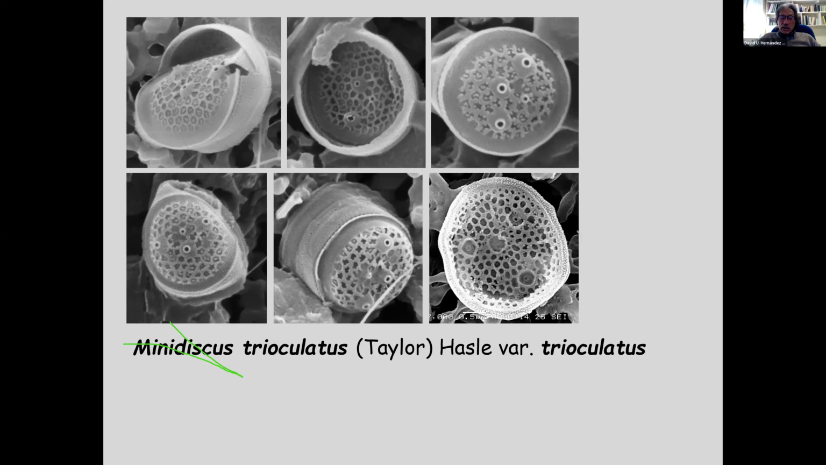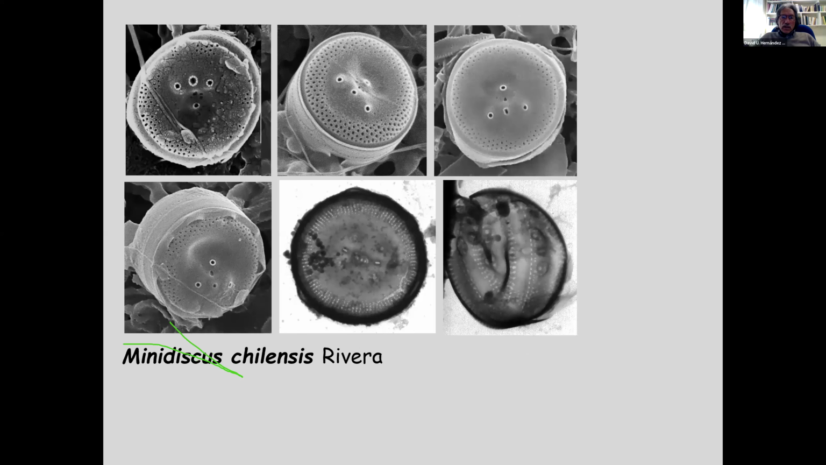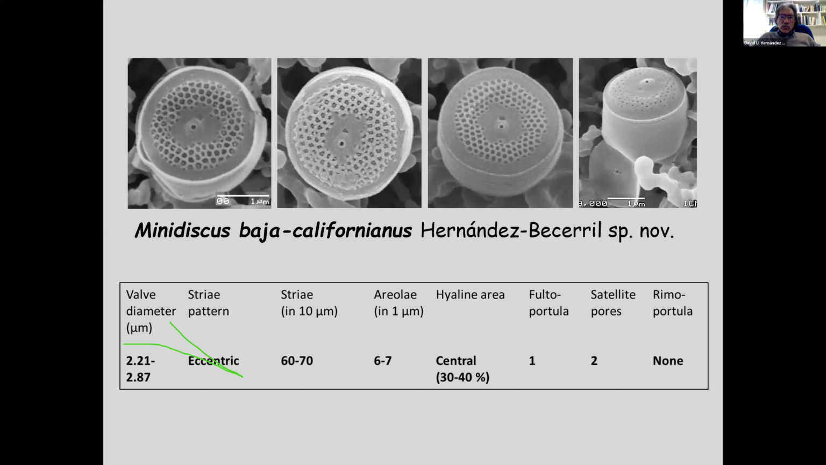Minidiscus is the first example with many species found, including this Minidiscus trioculatus, and then Minidiscus chilensis. You can see different morphological characteristics of these species. And then a new species that we are going to propose, and we are going to give the name of Baja Californianus, because it was found on the coast of Baja California, the western coast of Baja California in Mexico.